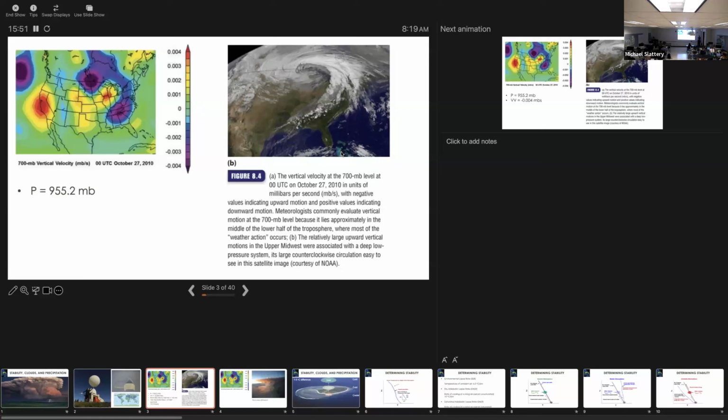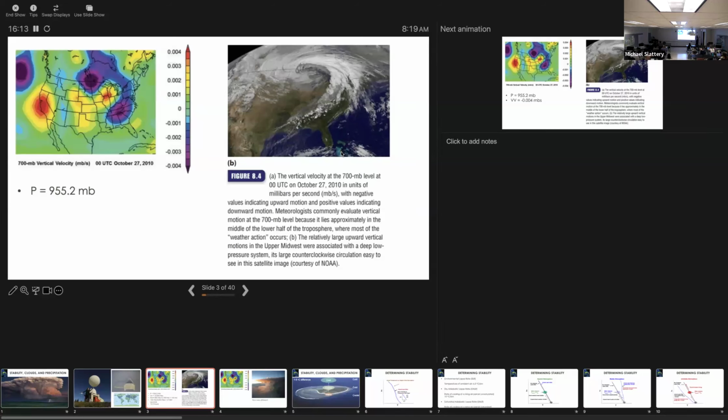It was 955.2 millibars. On a station model, you would see 55.2. You'd have to decide if it's 9 or 10. You could have put a 10 in there because 1055, but you're in the middle of a storm system, right? So it's 955.2 millibars. Are you with me? That's a deep low in the middle of the storm system.